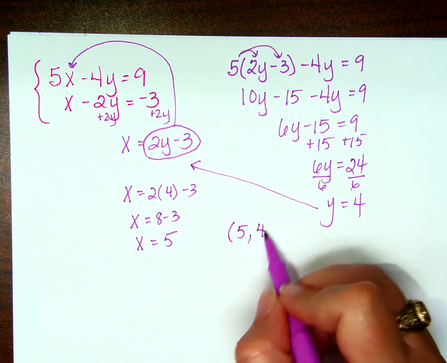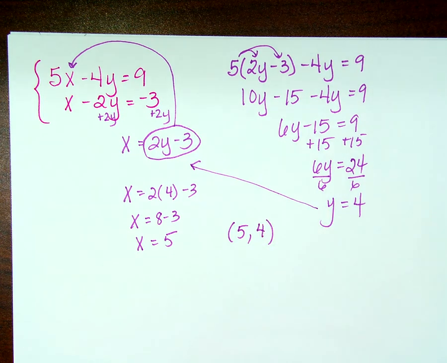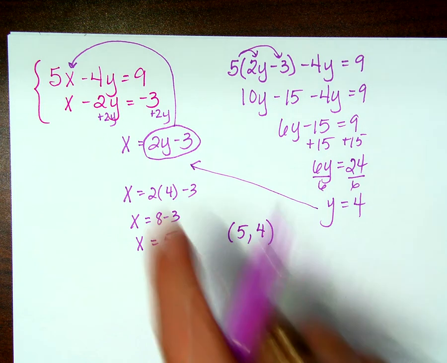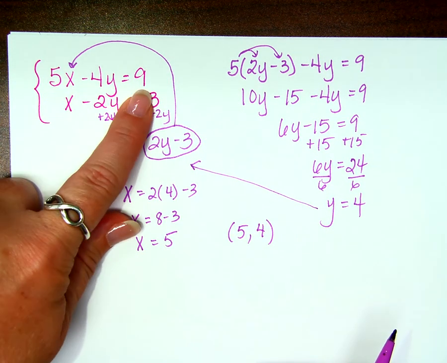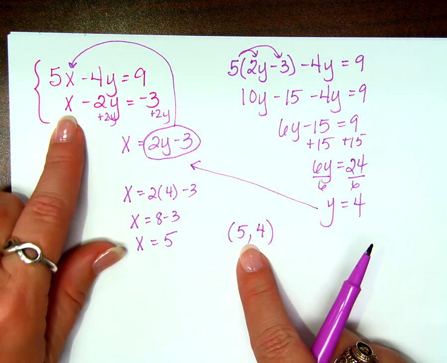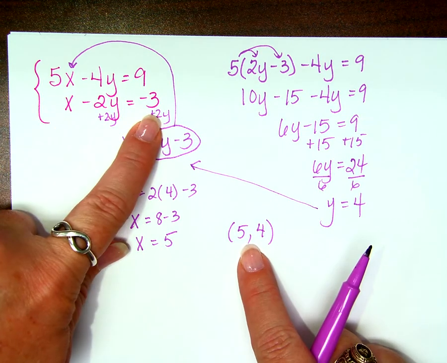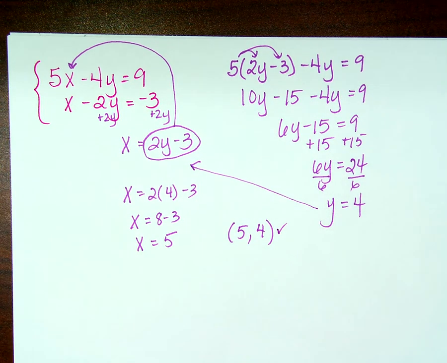5, 4. And at this point we could check it, right? We could substitute it back into the original two equations. So 25 minus 16 equals 9, or 5 minus 8 equals negative 3. Yeah, they both work. I know it's the correct answer.